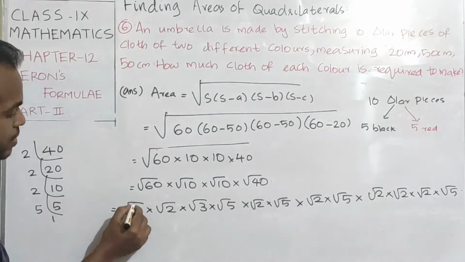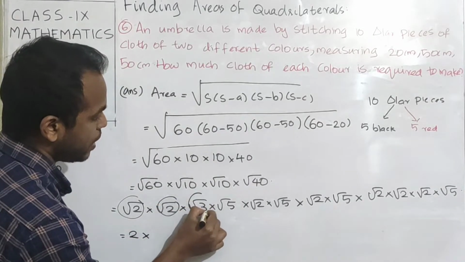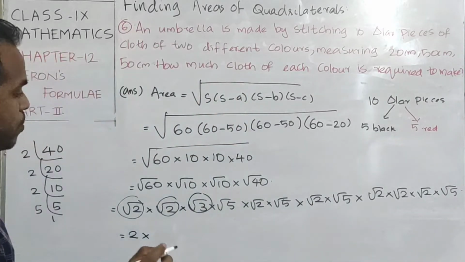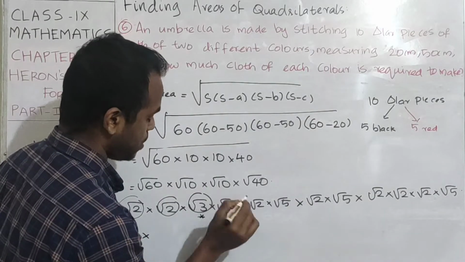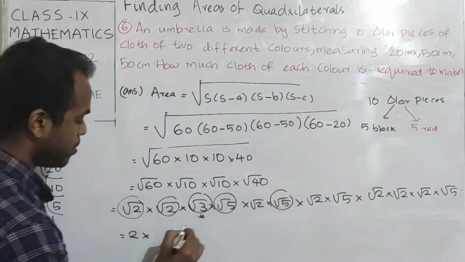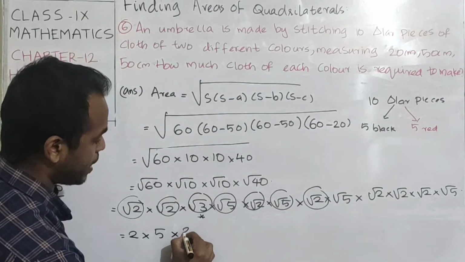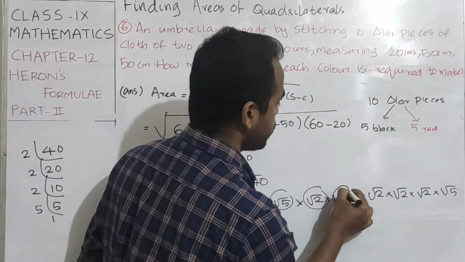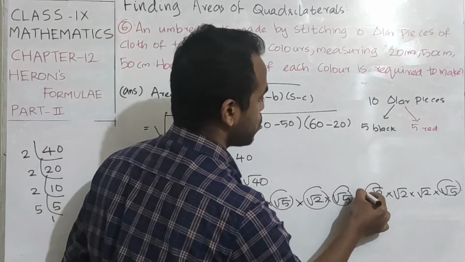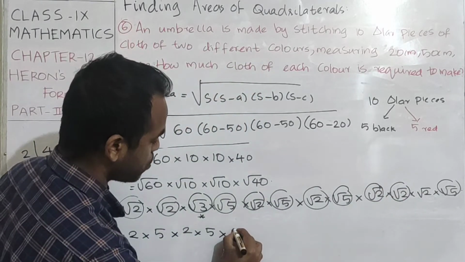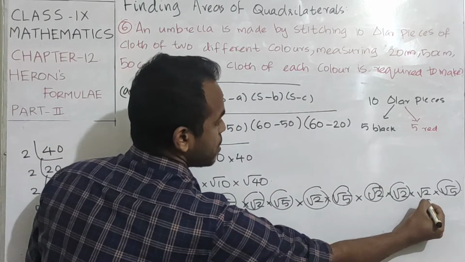Now let's find some pairs. Root 2 into root 2 is 2, into root 3, and okay, there is no pair for root 3. So let's remember here root 5 and root 5. So we can write a 5, into root 2 into root 2, we can write as 2. Then can we find a pair for 5? Yes. Root 5 and root 5 can be written as 5. Then root 2 into root 2, what is root 2 and root 2? 2. So who is remaining? Root 3 is here. Another root 2 is here.